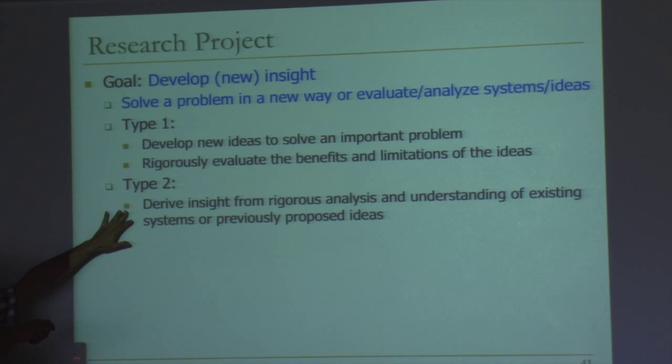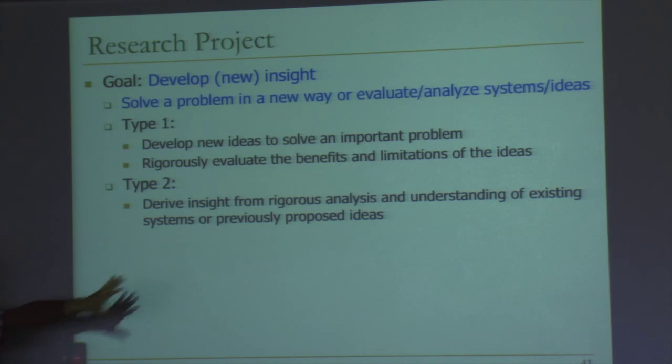This works if you know an area, if you do enough reading and have an idea already. Maybe based on what you read in 447 and or 740, you already have an idea. Oh, these people who worked on caching did great work, but they missed something really important. So I have a better way of caching, or at least I hypothesize that I have a better way of caching, doing better reuse prediction, right? That's kind of the type one research project, right? And then you can actually develop that idea further, and you can actually evaluate the benefits and the limitations.